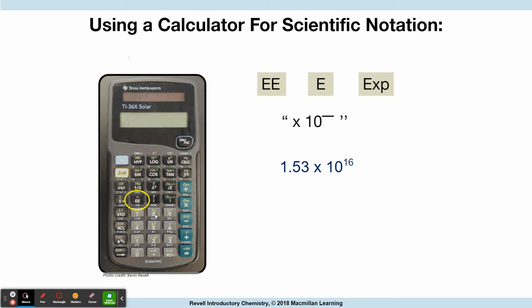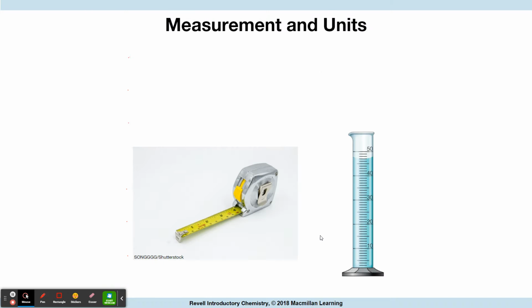What you would do is you type in the number 1.53, and then you would push EE, E, or EXP. Sometimes it's a second function, so you have to actually find it on your calculator. But these letters represent times 10, so you never type times 10. So if I was going to plug this into the calculator, I would basically put 1.53, EE means times 10, and then just 16. And that's how you would do it. 1.53 EE to the 16th.